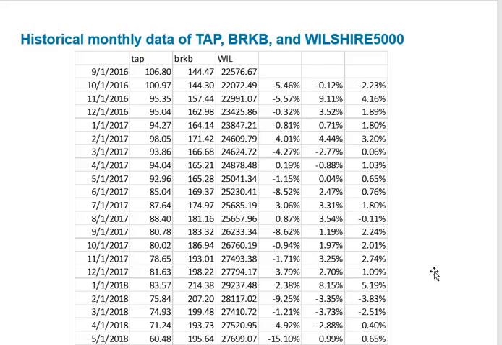Next, let's look at some historical data. I've gathered some monthly prices for Coors, TAP, Berkshire Hathaway's Class B stock, and a stock index, Wilshire 5000. Here are the prices, and again, using the holding period return formula, I calculated the monthly rates of returns on these investments. What I would like to do is talk about the statistical measures. Give me some information about these particular assets.